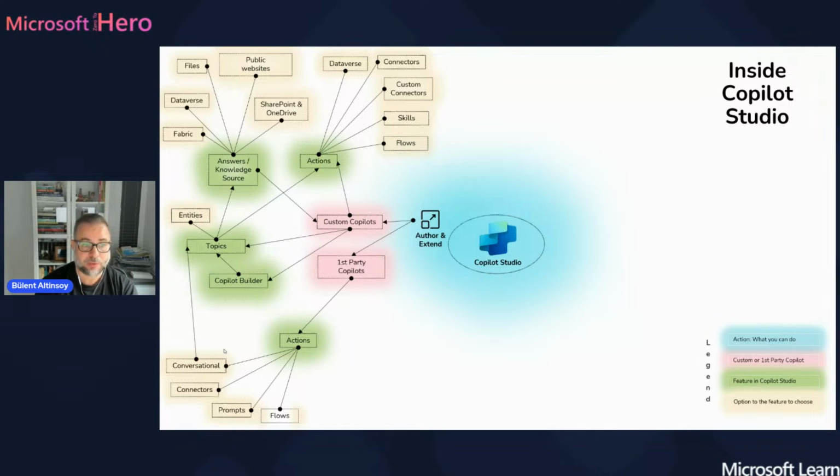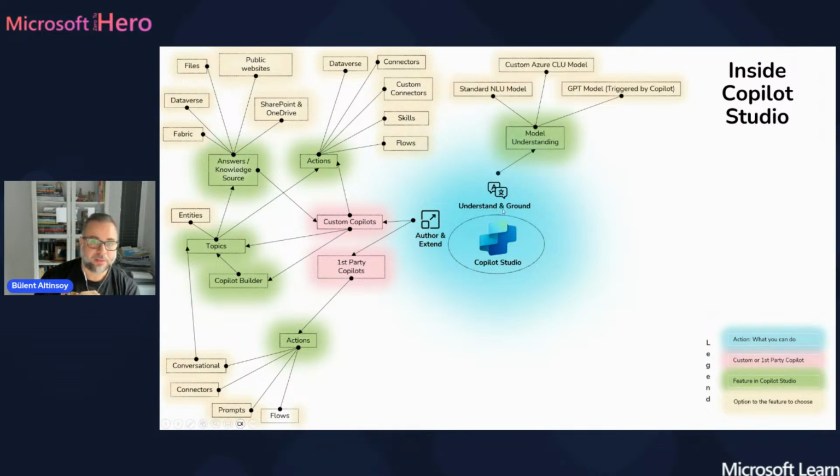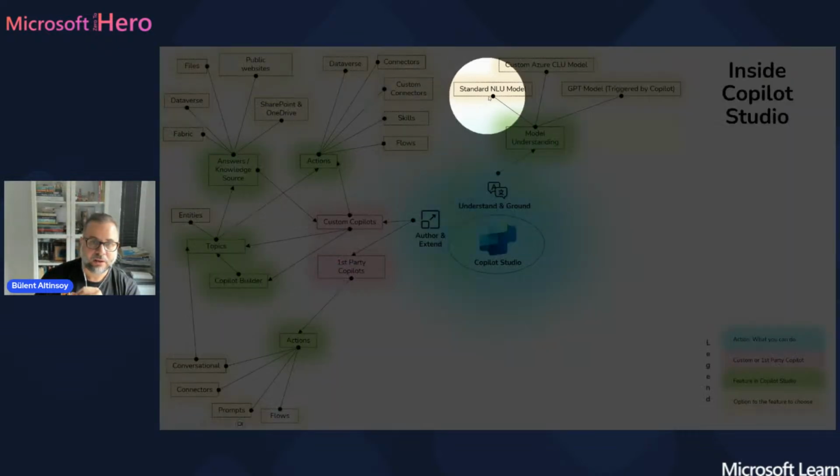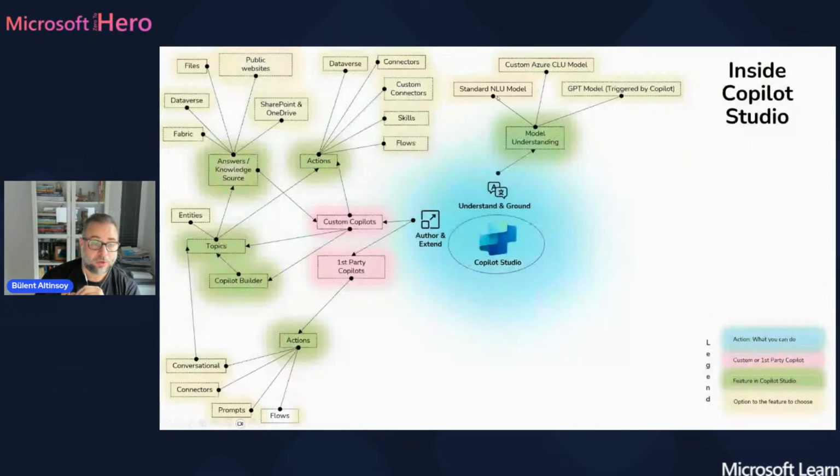When we go into our demo in a couple of minutes, you will understand much more what I mean by all this. Let's have an overview of the other things. First of all, there's another layer, which I have named understand and ground. First, the model understanding. Copilot Studio comes with a so-called standard natural language understanding model. Out of the box, this is a service you can start right away. You don't need to do anything. It works, and you can produce results with it.